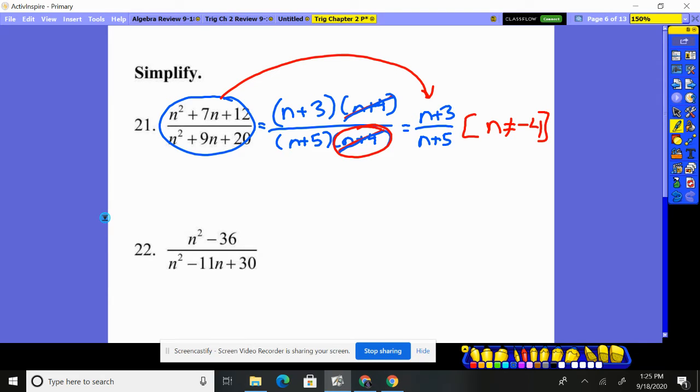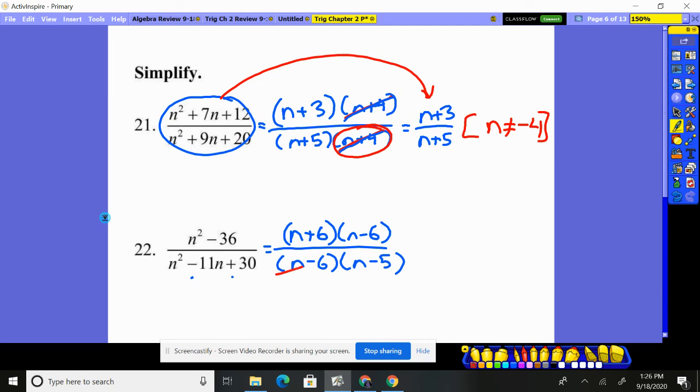Number 22. Ooh, difference of squares up top. Looks like n plus 6, n minus 6. For the bottom, if I factor 30, okay, it's a plus 30, but yet the sum of them would be -11. Looks like 6 and 5, because 6 and 5 gives me 11. So it's going to be n minus 6, n minus 5. -6 times -5 gives you the positive 30, and then combined gives you the -11. So that's what it is.